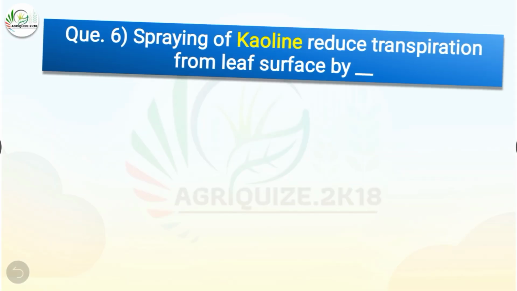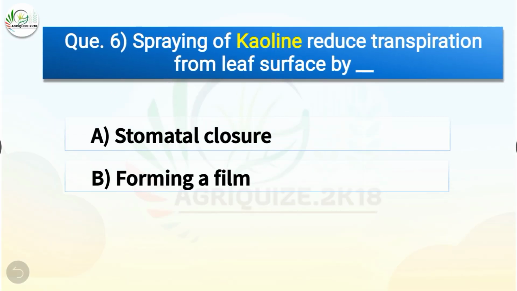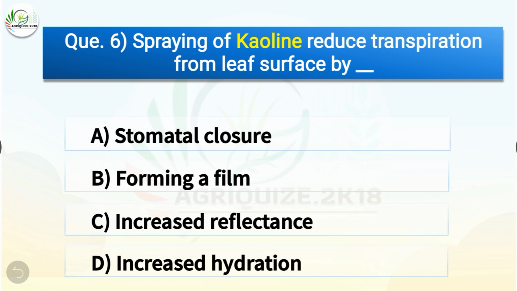Question number 6. Spraying of kaolin reduces transpiration from leaf surface by dash. The options are stomatal closure, forming a film, increased reflectance or increased hydration. The correct answer is option C, increased reflectance. So spraying of kaolin reduces transpiration from the leaf surface by increased reflectance.